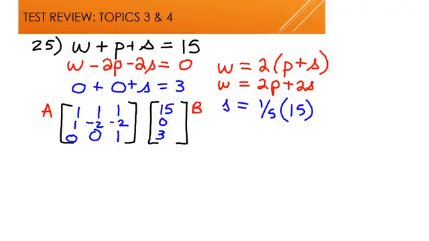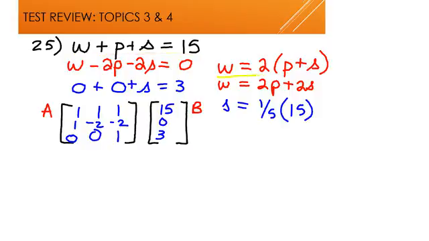In this video, we are doing the problems from test review, topics 3 and 4. This is problem number 25, and what I've done is gone ahead and put the problem up here and created the equations. Remember, we were talking about how you want a total and look for that total, and you've got W plus P plus S because they're talking about wind instruments, percussion, and string. So what I did is I went ahead and put this total on here and created that equation.